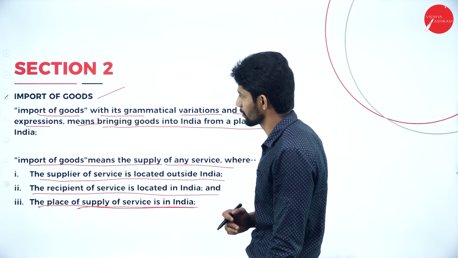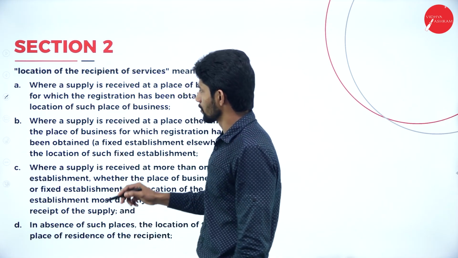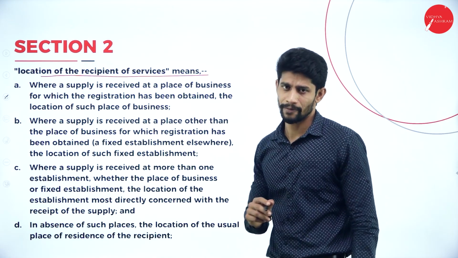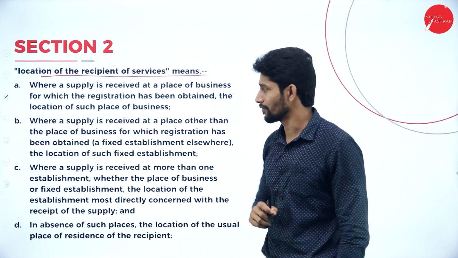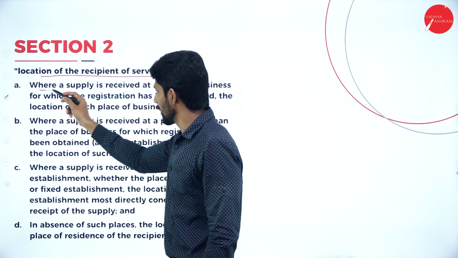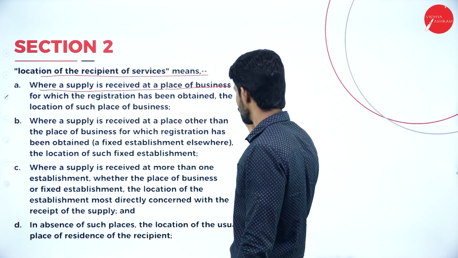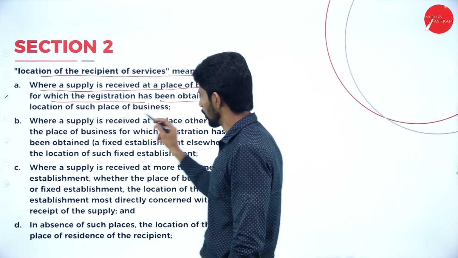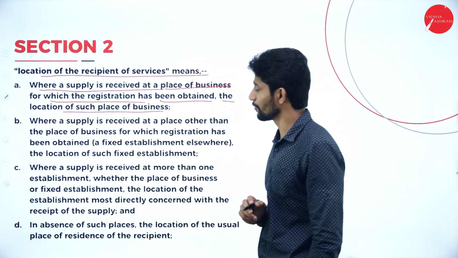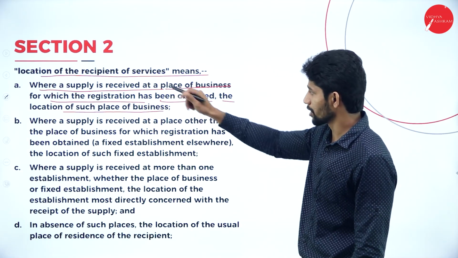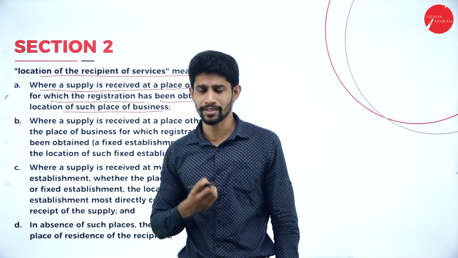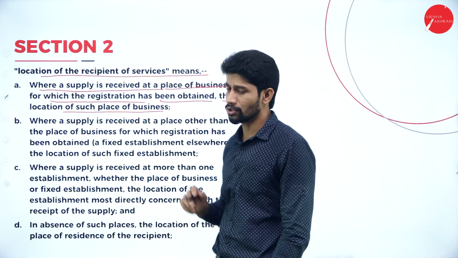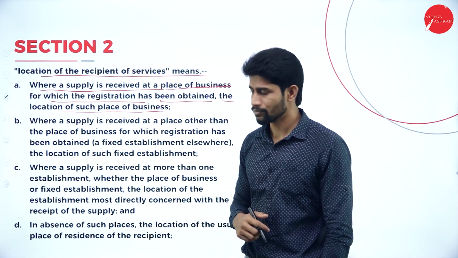And if any outside person is supplying the services to India, then it is called import of services. Next, again, section 2 also explains the location of recipient of services. So, where a supply is received at a place of business for which the registration has been obtained, the location of such place of business. Yes, the location of the recipient of services is where the business place is registered; that place will be considered as the location of the recipient of services. That means the receiver of the services.